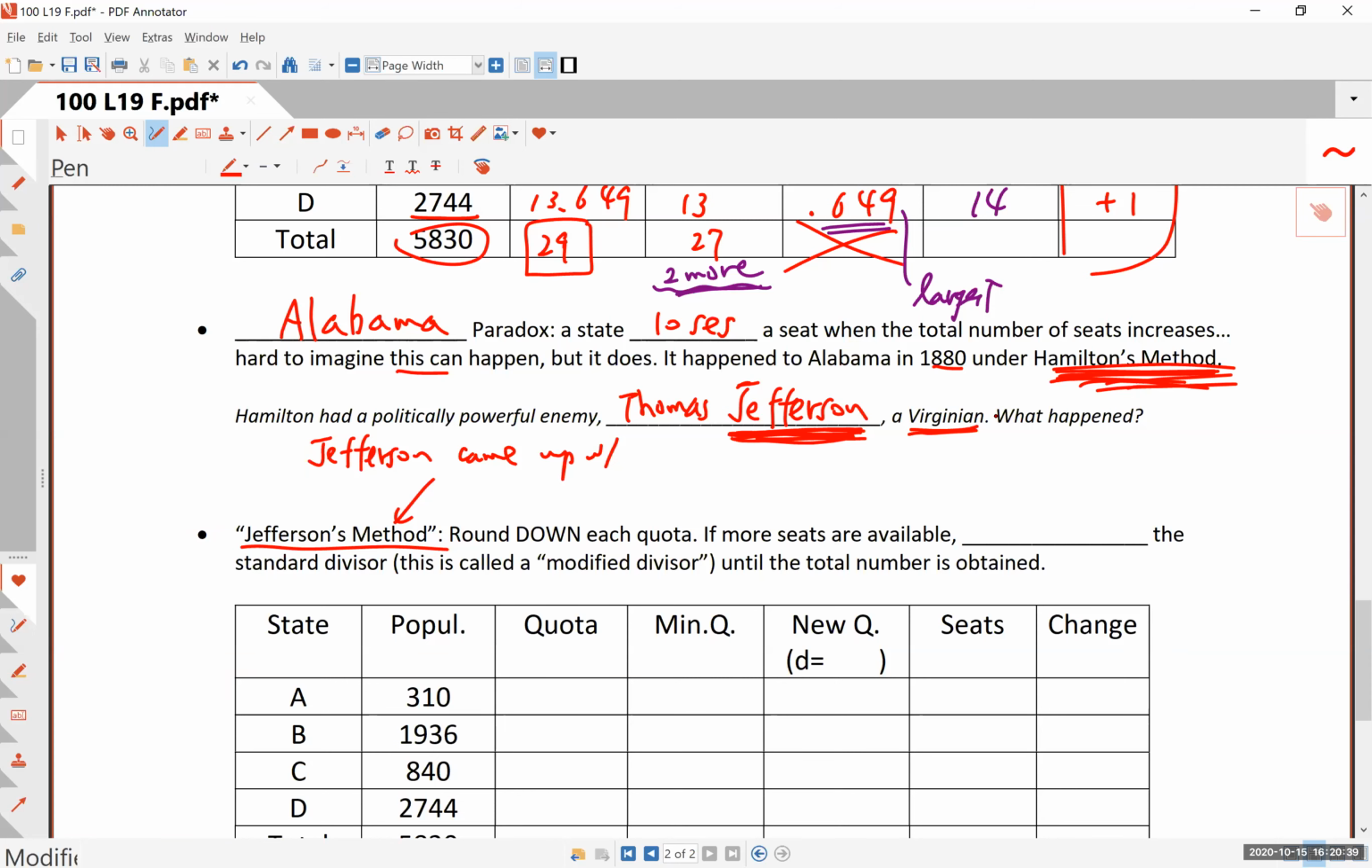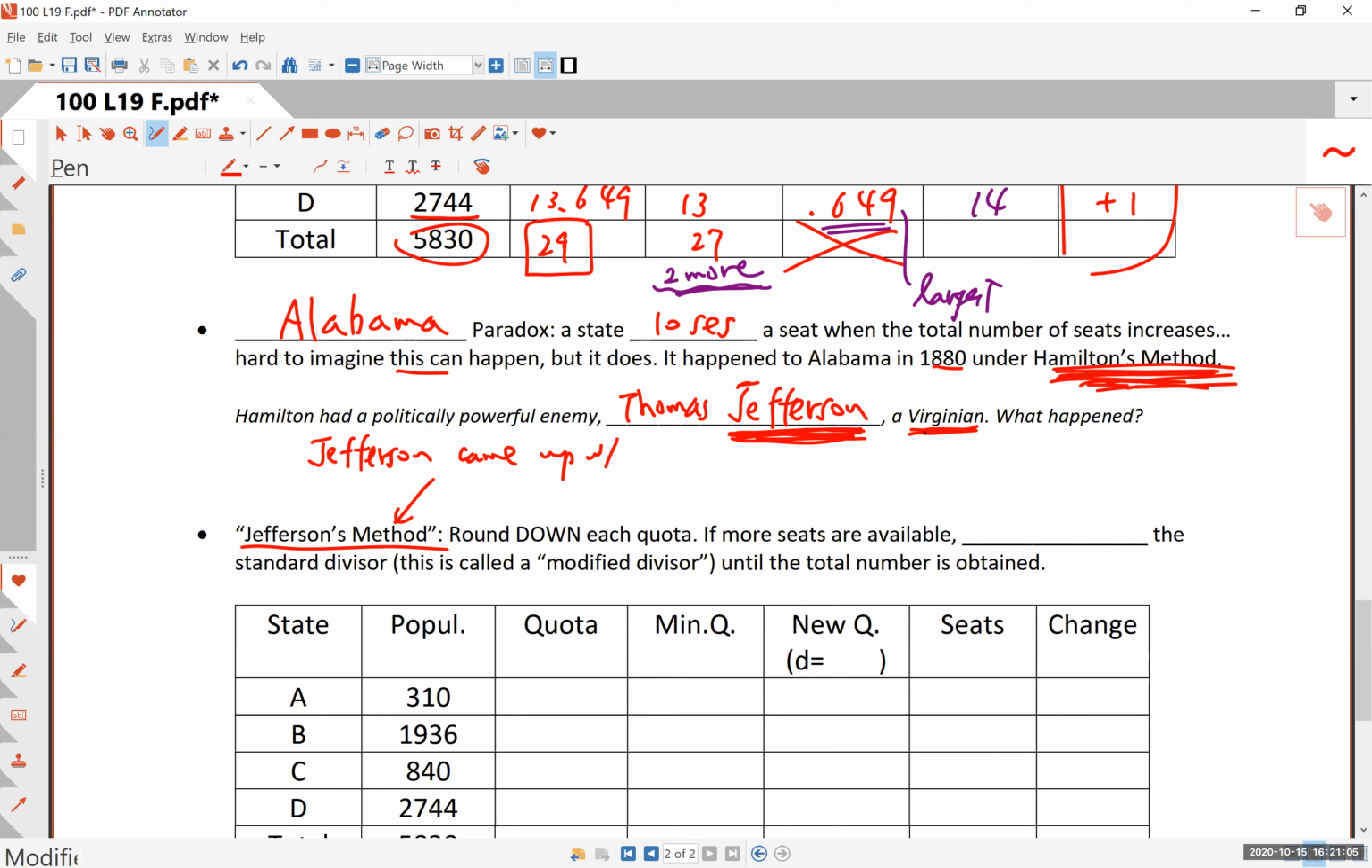So he went to his fellow Virginian, George Washington, the president, and said, "Hey, Mr. President, I don't like Hamilton's method. The Congress likes that, so they passed it. But there's one way not to allow that to become the official method of apportionment, and that is called the presidential veto." Now, there was no veto up until that point.